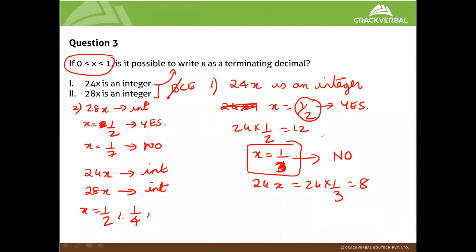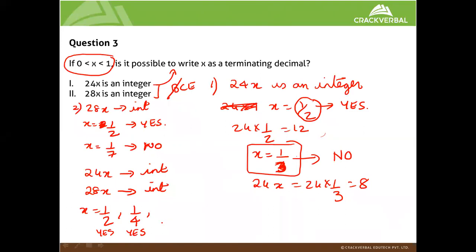See, in this case, 1 by 2 would give me a yes. In this case, 1 by 4 would give me a yes. Is it possible for me to select a denominator for x which is something other than 2 and 5 and which divides both? Tarun, 24 into 1 by 7 is not an integer, so I won't be able to use that.